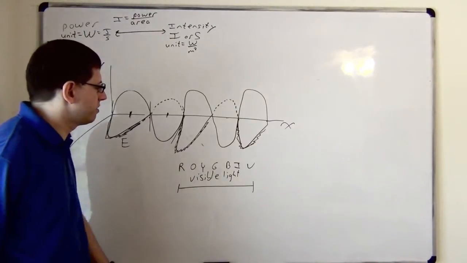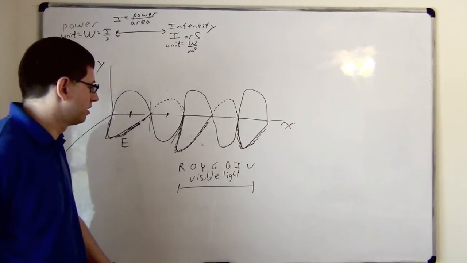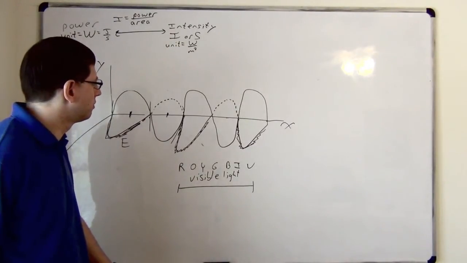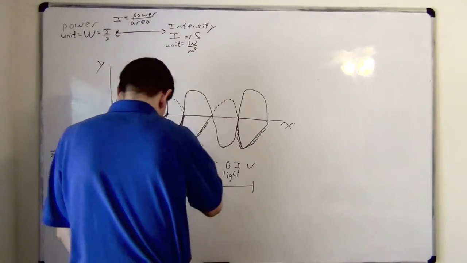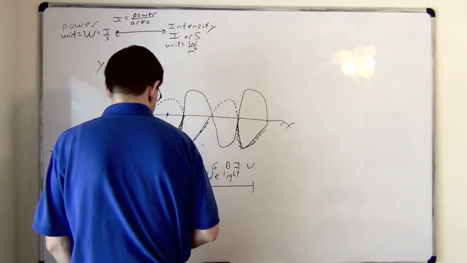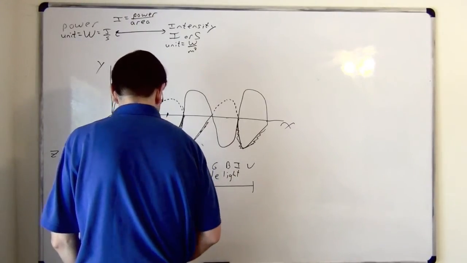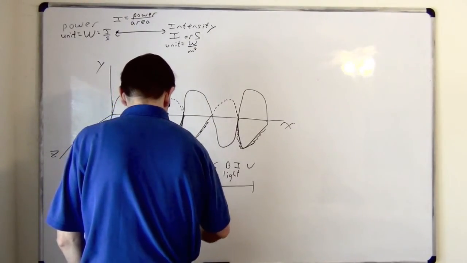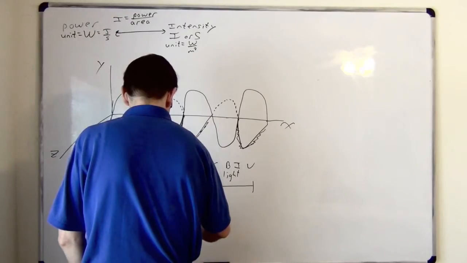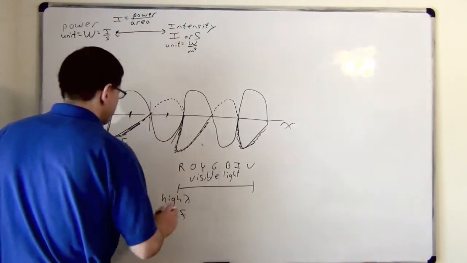What's the difference between red and violet? Red has a higher wavelength and lower frequency. Good. What's the symbol for wavelength? Lambda. And for frequency? F. Good.